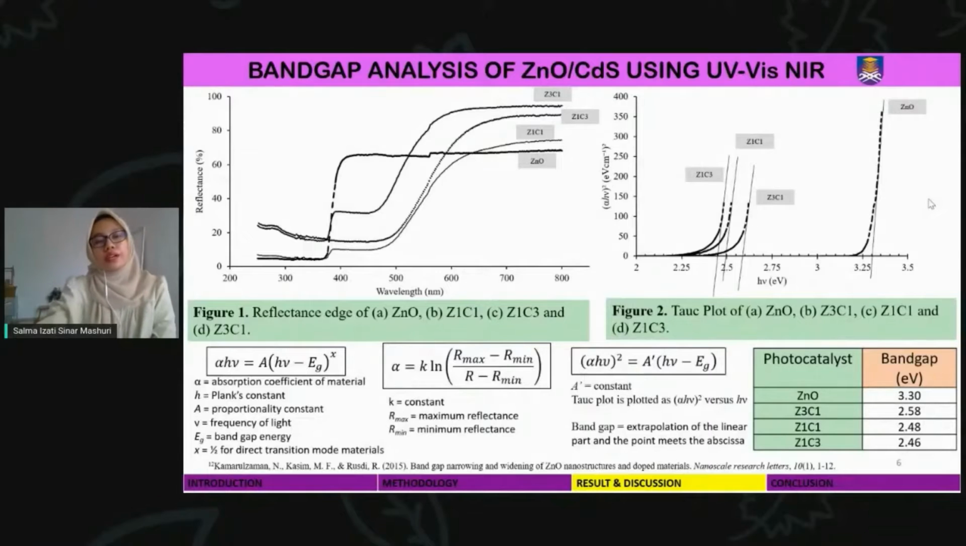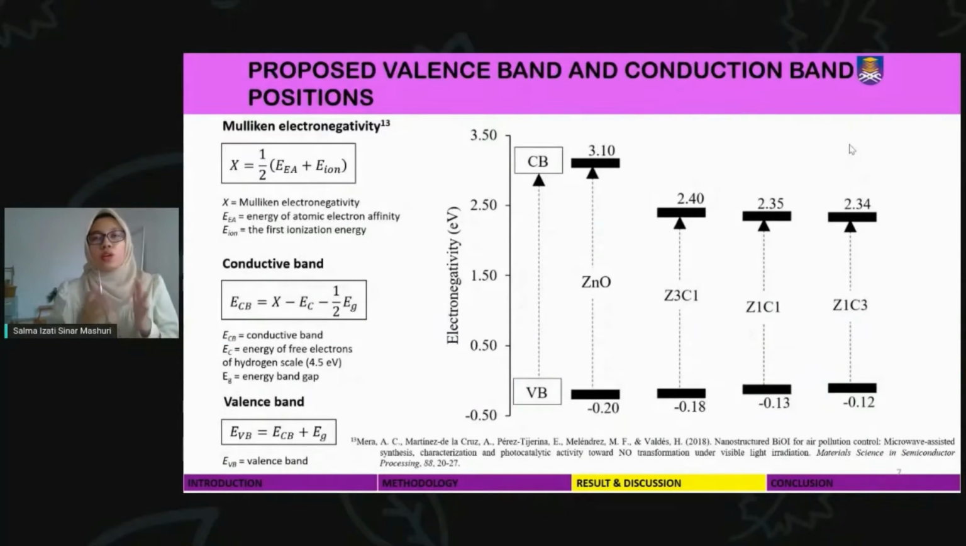Alright, we enter the characterization. This one is optical characterization. From UV-vis and IR, we can get the reflectance edge. To study the band gap, we calculate through the Tauc plot. We find that the band gap of pure zinc oxide is originally 3.30 electron volt. When we added more cadmium sulfide, the band gap decreased from 3.30 to 2.46 electron volt.